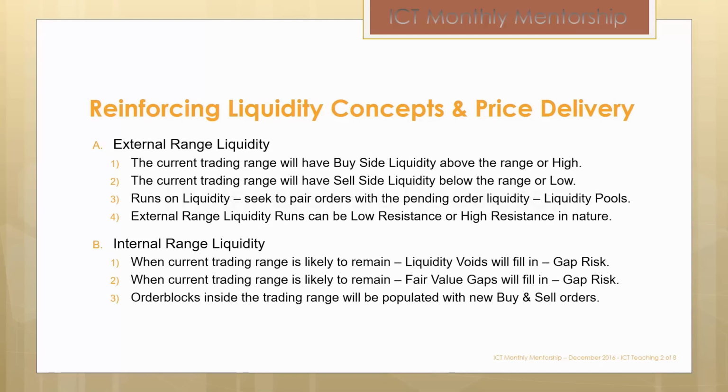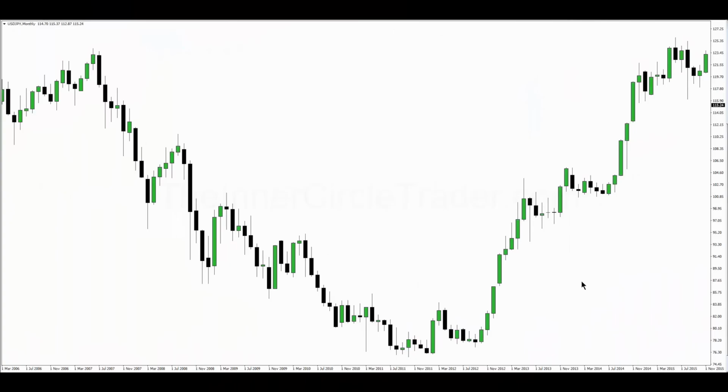Order blocks inside the trading range will be populated with new buys and or sells. Market maker buy and sell models will form inside trading ranges. Okay, folks, let's take a look at external range liquidity and internal range liquidity and the difference between the two and how we can utilize both.